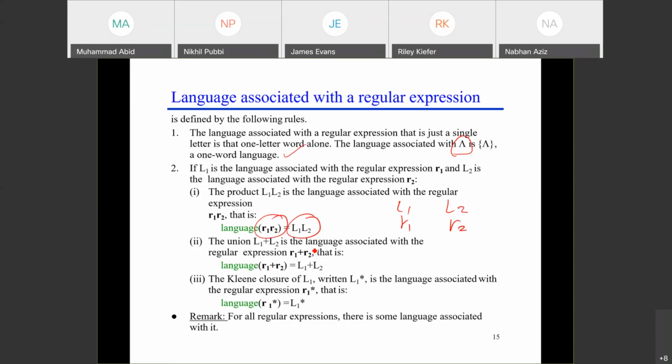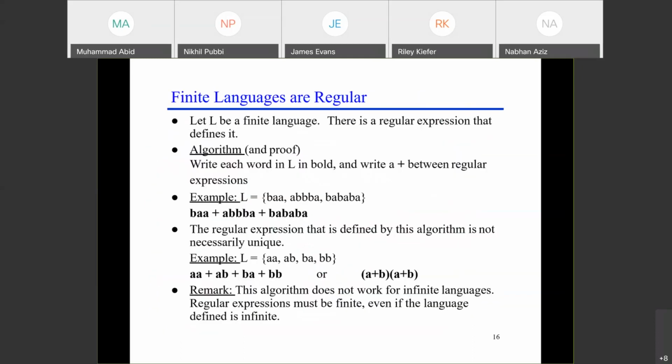If you find the product of a sum, the union of these two regular expressions, this will be the union of these two languages. If you have a language one, and you find the Kleene star of that, this will be the Kleene star of the regular expression of that language. So this is basically a formal definition of what we did in the previous slides. Now we are saying that let L be a finite language.